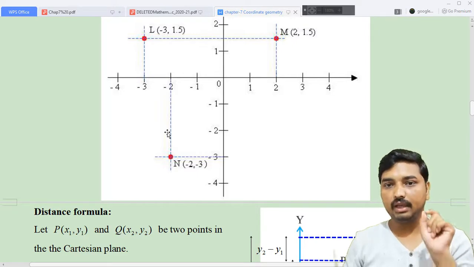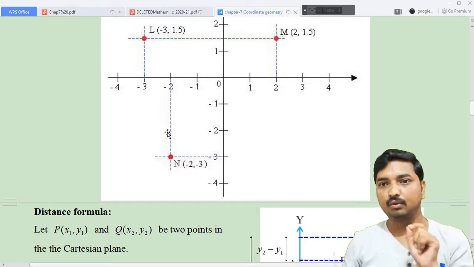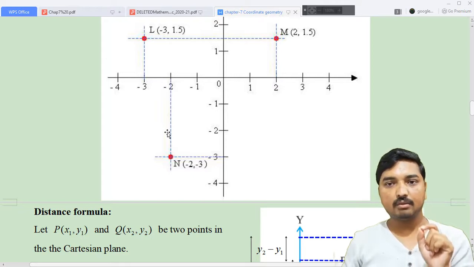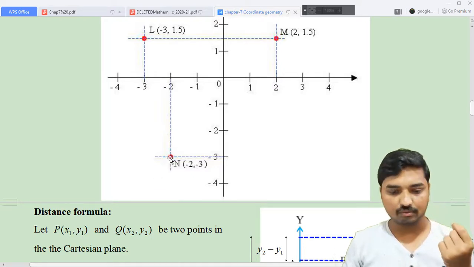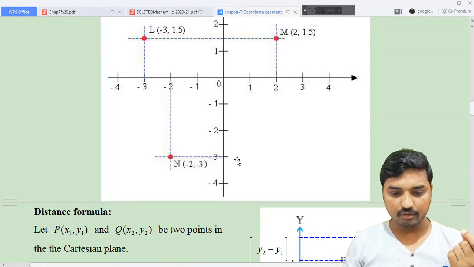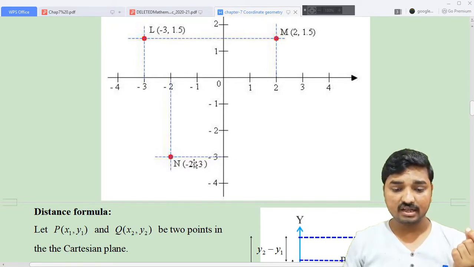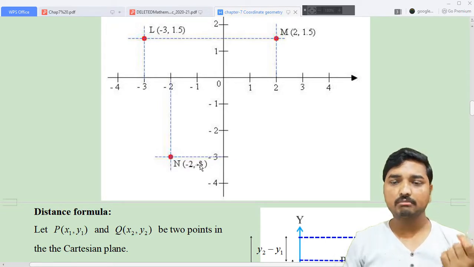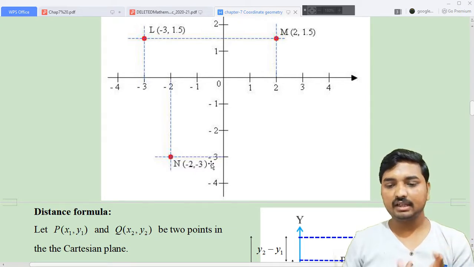First you have to write the x coordinate and then the y coordinate. So first I'm going to consider the perpendicular to the x axis. Now look here, from this point the perpendicular to the x axis reaches -2, so its x coordinate is -2. And if you draw the perpendicular to the y axis, it reaches -3, so its y coordinate is -3. This is the easiest way.